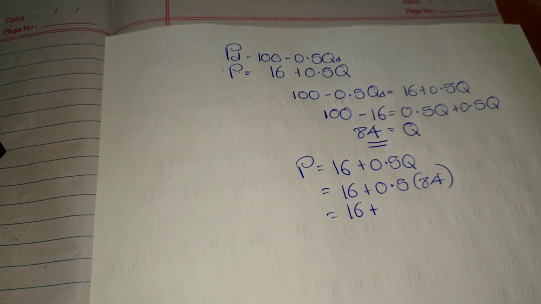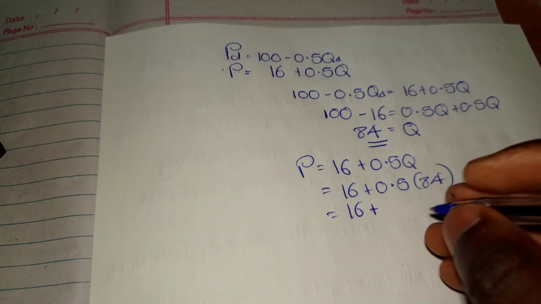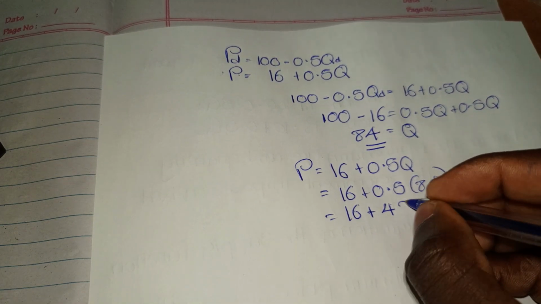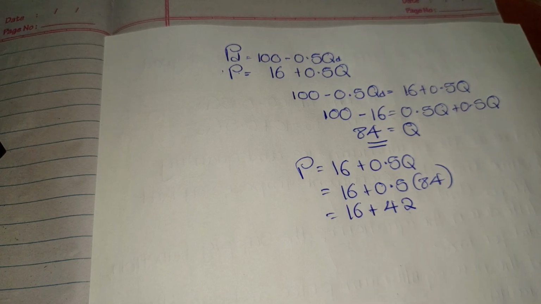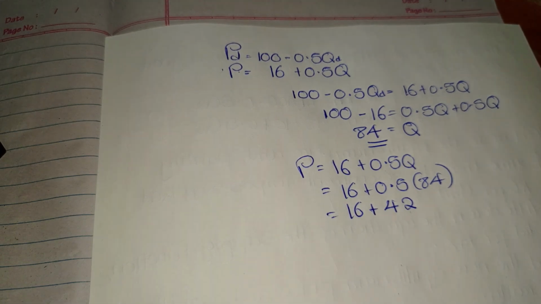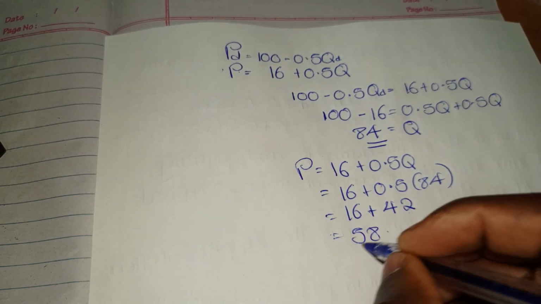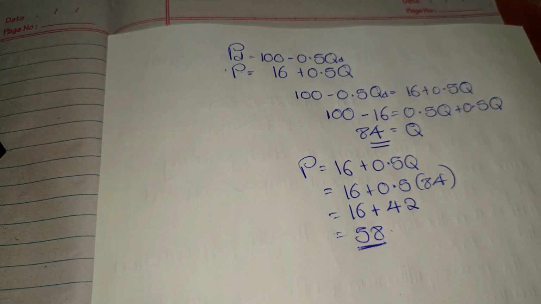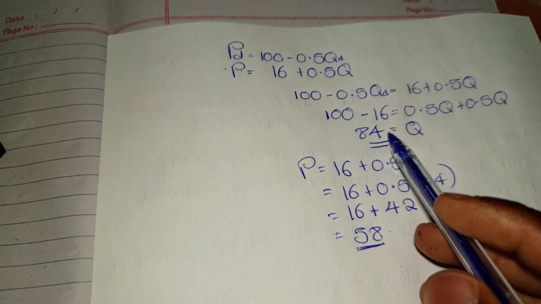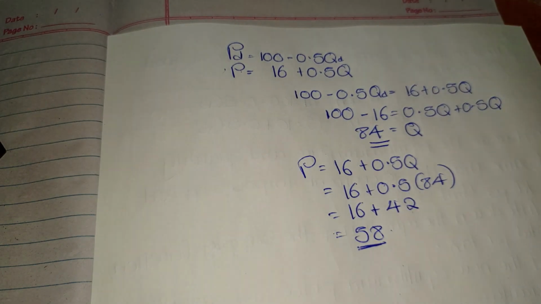Then from here, you will multiply 0.5 by 84, you will get your answer to be 42. Then 42 plus 16, you will get your answer to be 58. So 58 is the new equilibrium price and 84 is the new equilibrium quantity.